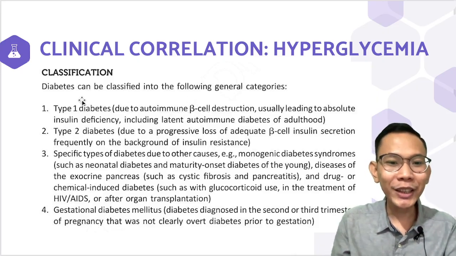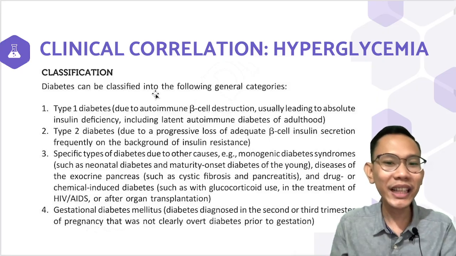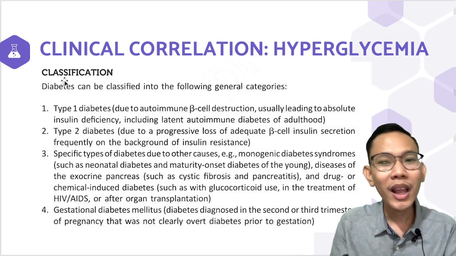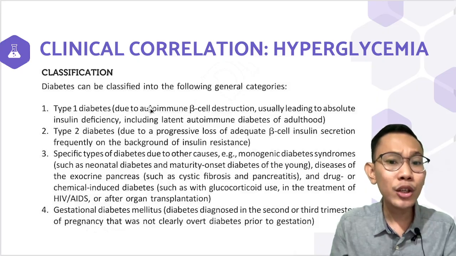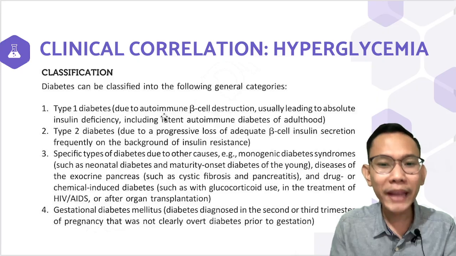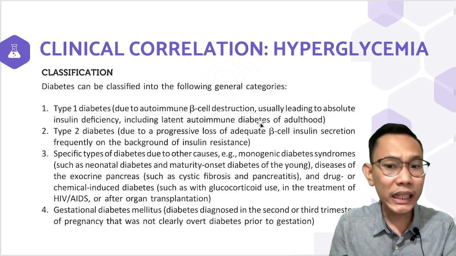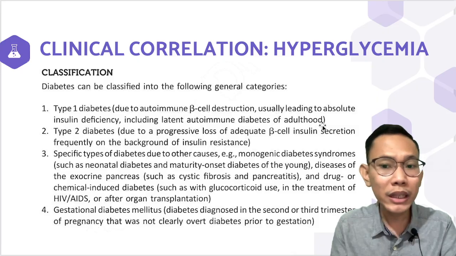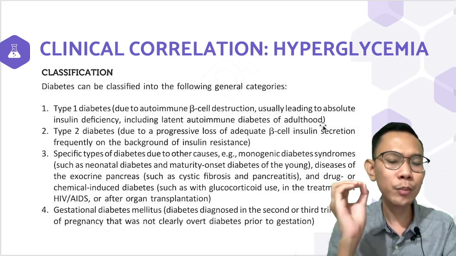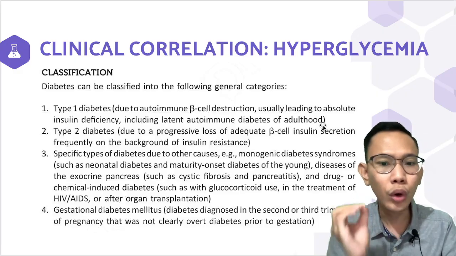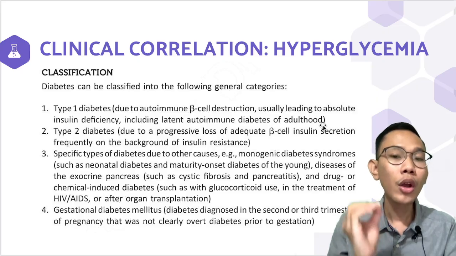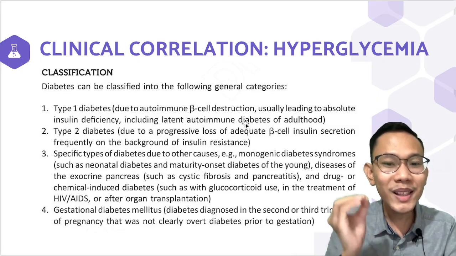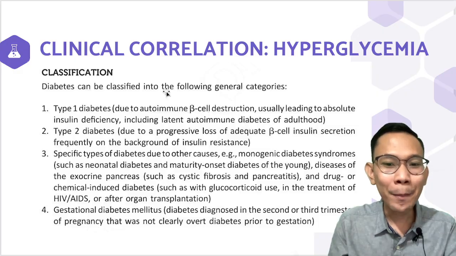So, again, paulit-ulit na lang to. Diabetes can be classified in the following general categories. So let's first discuss your type 1 diabetes. When we say type 1 diabetes, this is due to autoimmune beta cell destruction, usually leading to absolute insulin deficiency, including latent autoimmune diabetes of adulthood. So basic lang, it's brought about by a beta cell destruction, autoimmune beta cell destruction. Your own cell is attacking the beta cell. So therefore, it's one's self ang nag-aatake sa ating beta cell.